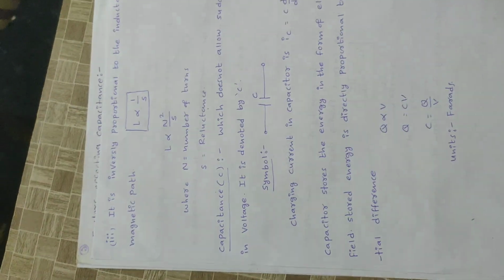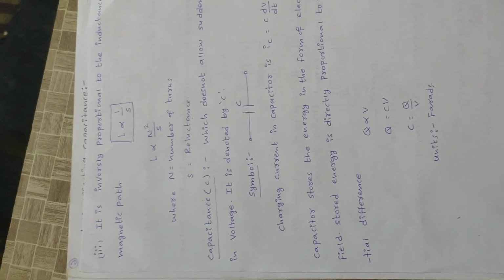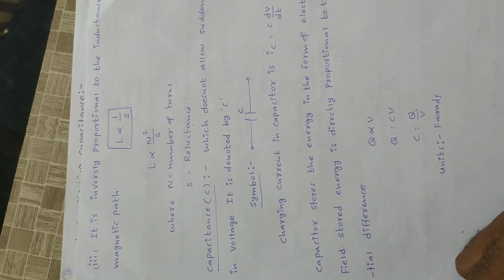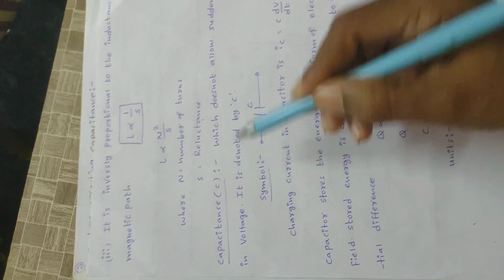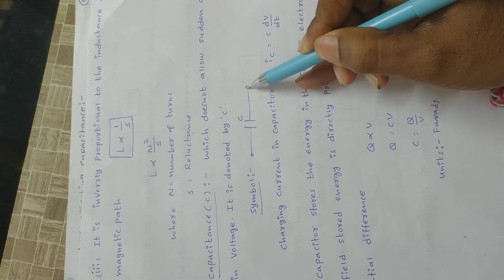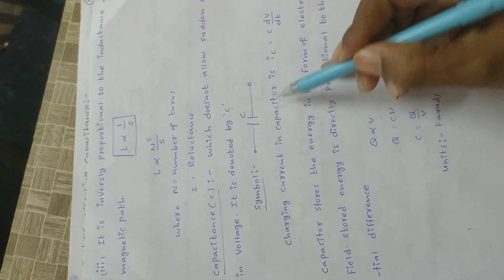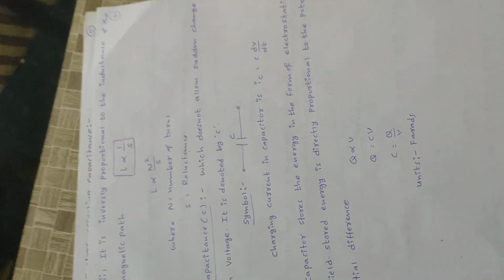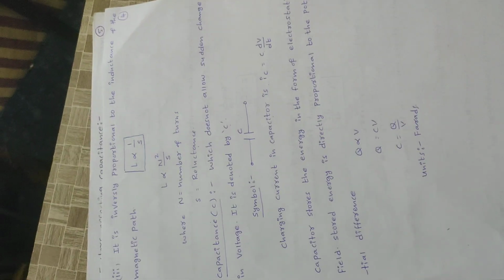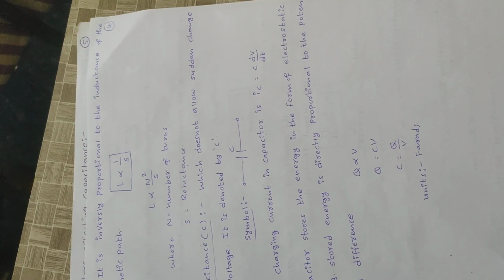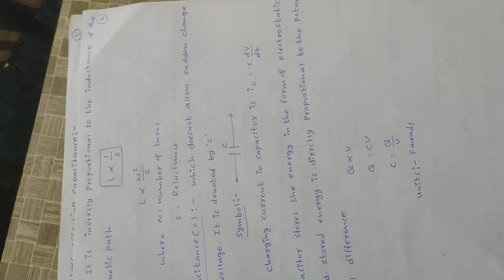Next, coming to capacitance C, which doesn't allow a sudden change in voltage. It is denoted by C. Here is the symbol of a capacitor. The charging current in a capacitor is given by I_C equals C into dV by dt. A capacitor is also an energy storage device, which stores energy in the form of an electrostatic field.